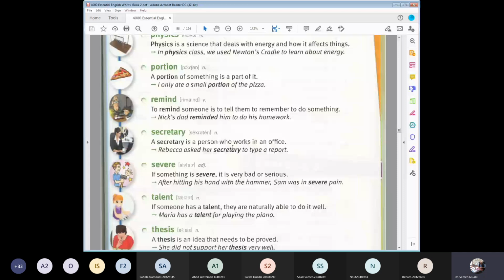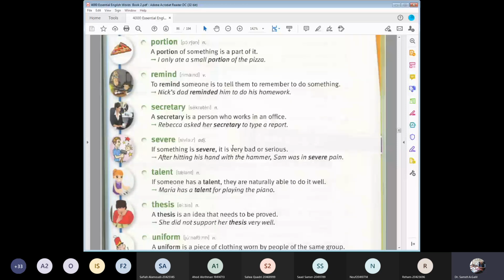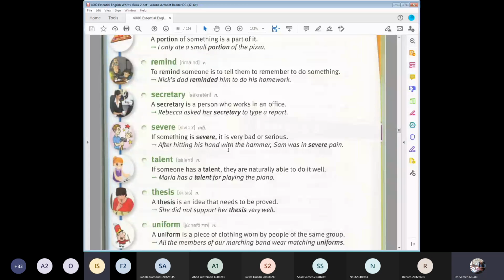And then remind someone is to tell them to remember to do something. You try to alert them. Okay, so Dad reminded him to do his homework. And then you have the word secretary. And of course, you know what a secretary is. A person who works in an office. Rebecca asked her secretary to type a report.